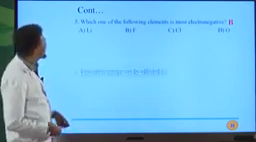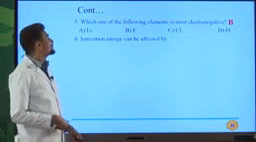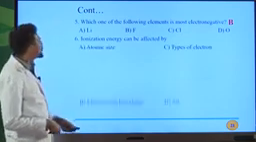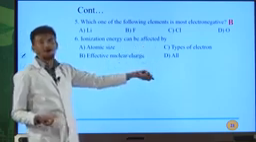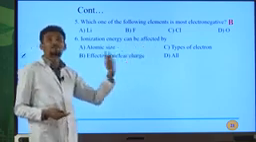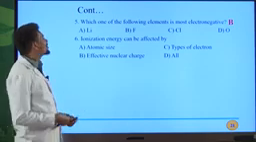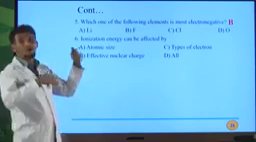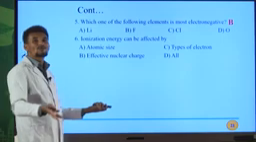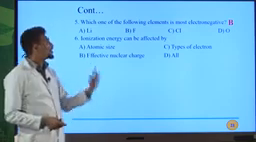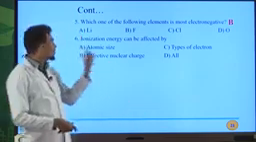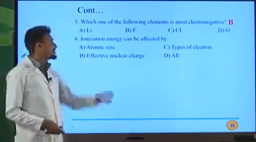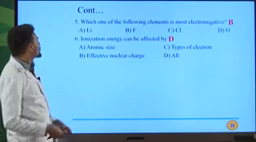Question number 6. It says ionization energy can be affected by A, atomic size, B, effective nuclear charge, C, types of electron, D, all. All of them affect the ionization energy of the elements. I already told you that the screening effect also affects ionization energy, and another one is electron configuration. Stability also affects ionization energy. So D is the correct answer for this question.